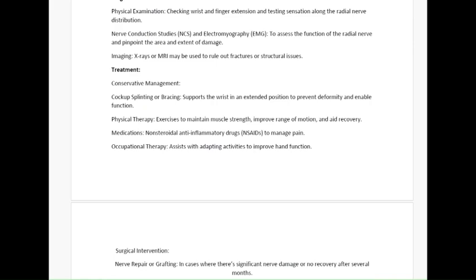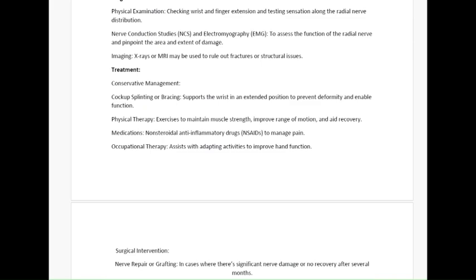Treatment. First, we can do conservative management for radial nerve palsy. In conservative management, we can do cock-up splinting or bracing that supports the wrist in an extended position to prevent deformity and enable function. Physical therapy: exercise to maintain muscle strength, improve range of motion, and aid recovery.